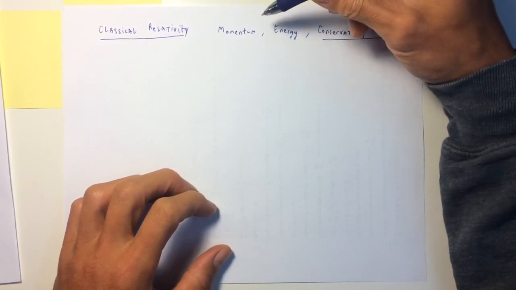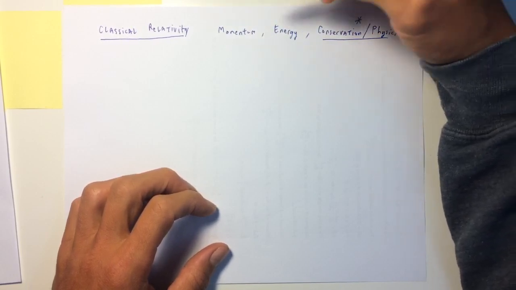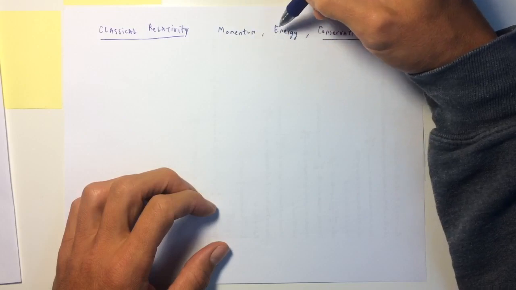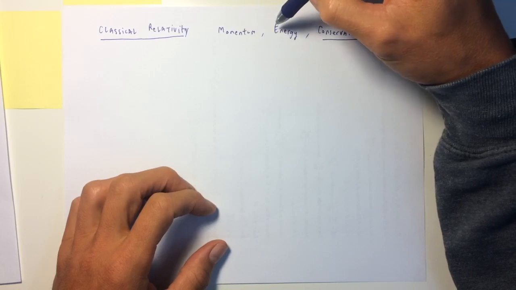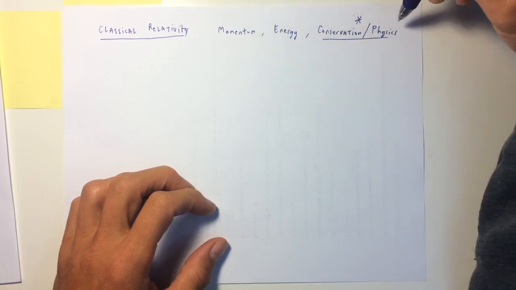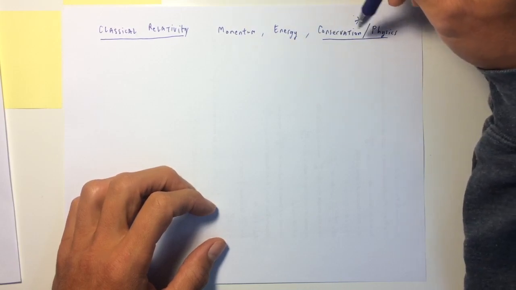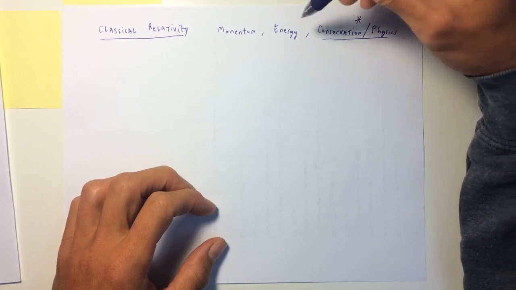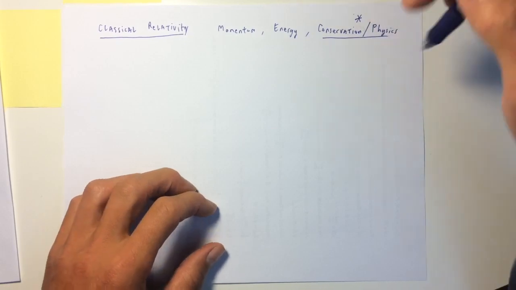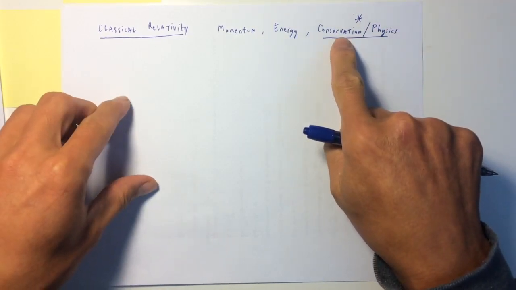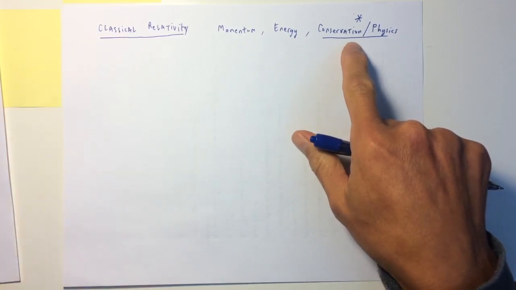It maybe goes without saying, or maybe you've heard it before, but momentum and energy in and of themselves are interesting things to define, but what makes them particularly interesting is the physics of momentum and energy. And the physics is based on a conservation principle. So the conservation of energy and the conservation of the vector momentum is the big deal. So let's look at conservation of energy and momentum with respect to classical relativity.